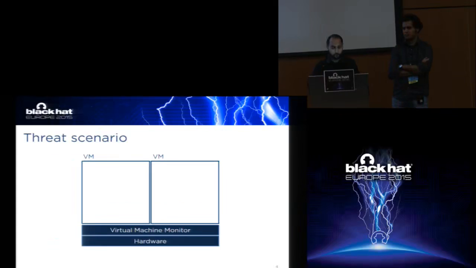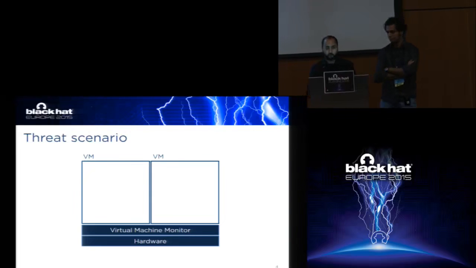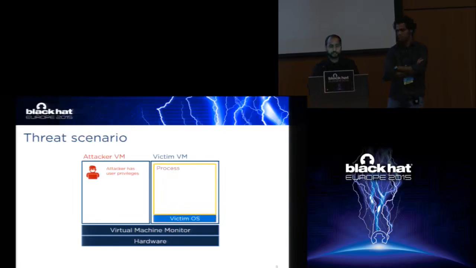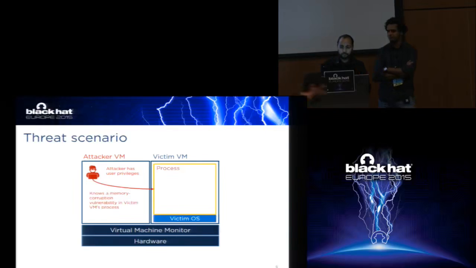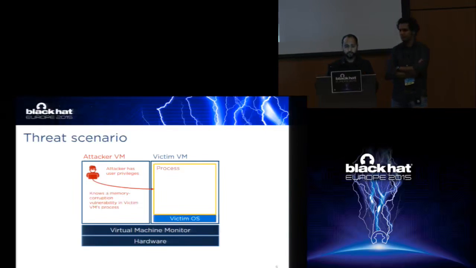So what we assume is the following scenario. We have a physical hardware with a virtual machine monitor on top of it and 2 or more virtual machines running on that. We further assume that there is an attacker already on one of these systems. So there is one attacker VM where the attacker is either in control of that VM or has just user privileges. The attacker wants to attack a neighboring victim virtual machine, and he knows a memory corruption vulnerability in a process that runs on that VM.